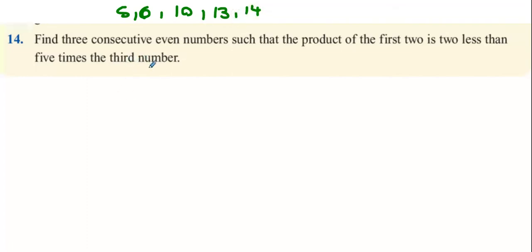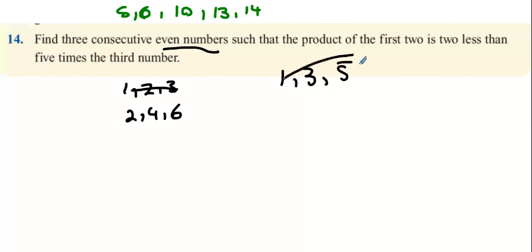Find 3 consecutive even numbers such that the product of the first two is less than 5 times the third number. Now, it says even numbers, so I'll give you an example. You can't say 1, 2, 3 this time. That won't work. It had to be something like 2, 4, 6. You can't say 1, 3, 5 because they're odd numbers. Another example would be 10, 12, and 14.